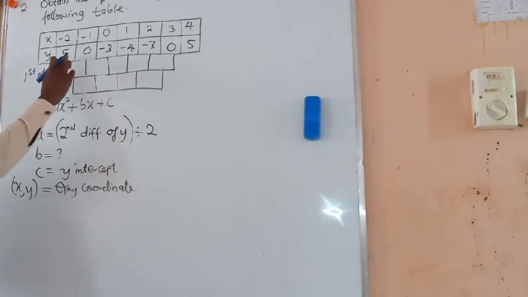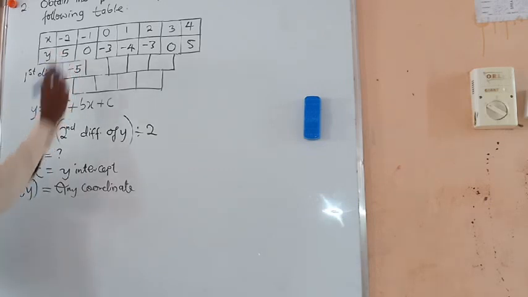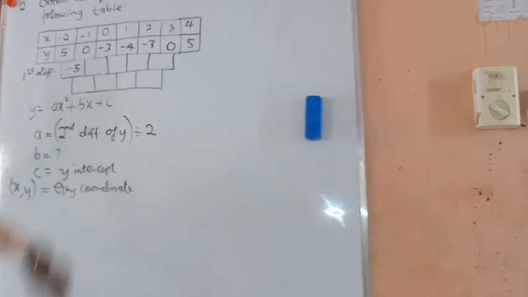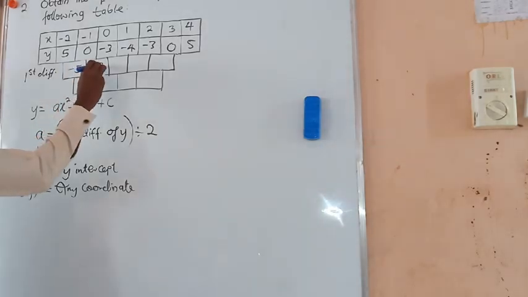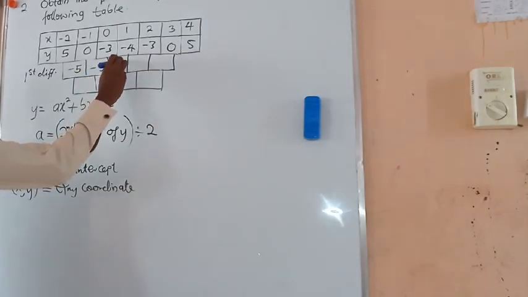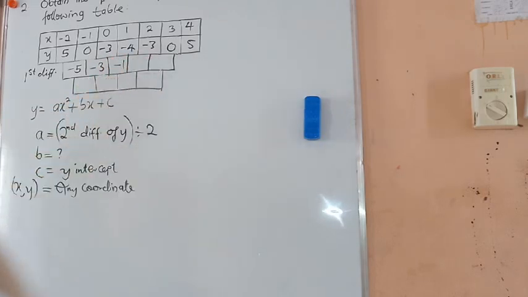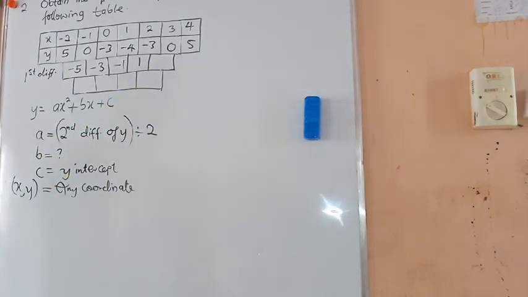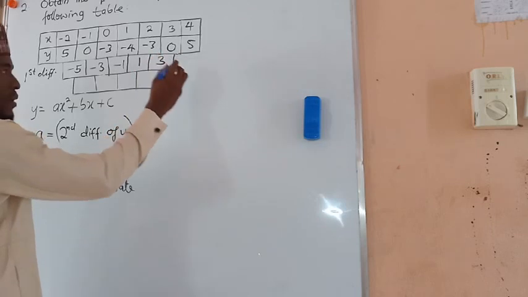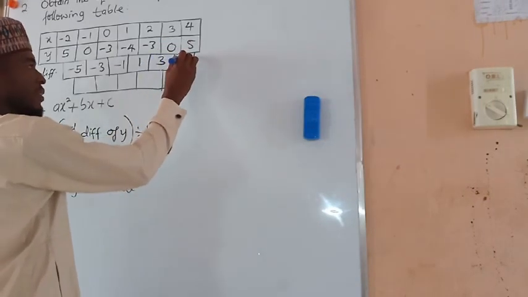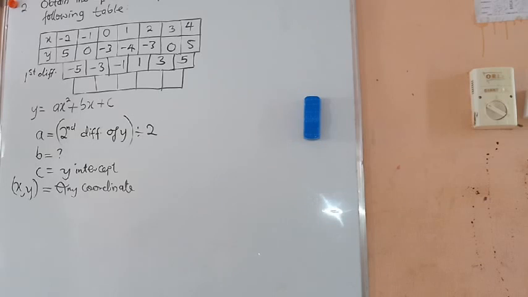Which number do you think we are going to add to 5 to make it 0? Minus 5. Then which number do we add to 0 to make it minus 3? Minus 3. And from here to here, we are going to add minus 1. Then from here to here, we are going to add plus 1. And from here to here, plus 3. Then from here to here, we are going to add 5, because 0 plus 5 is still 5.